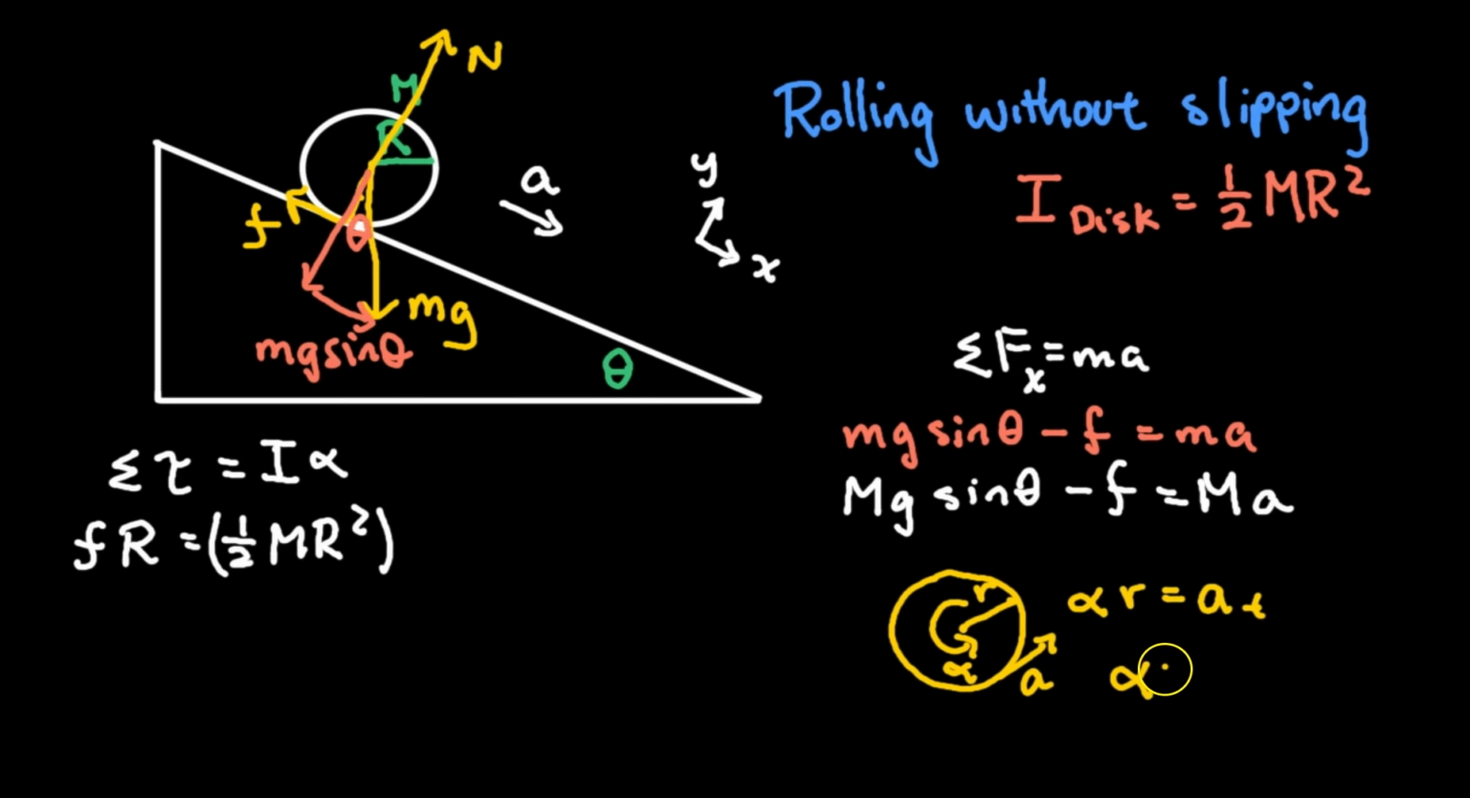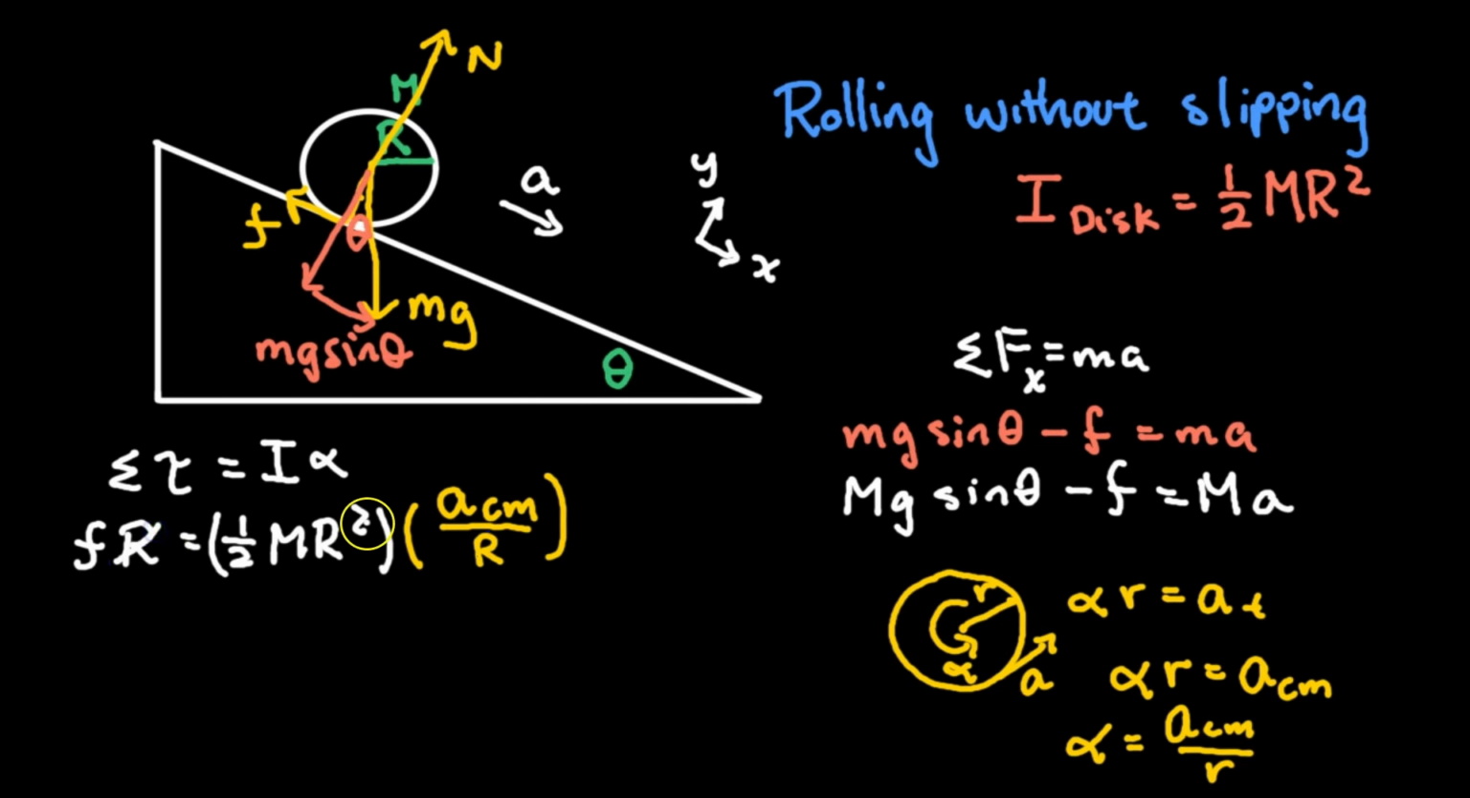The no-slip condition tells us that the tangential acceleration of the rim equals the linear acceleration of the center of mass. So we can write that the acceleration of the center of mass is equal to alpha times r. So if we were to solve for the angular acceleration, it's equal to the acceleration of the center of mass divided by the radius. So we're going to plug this in here. We're going to have the acceleration of the center of mass divided by the radius of the disk. You'll notice that the r's will cancel out.